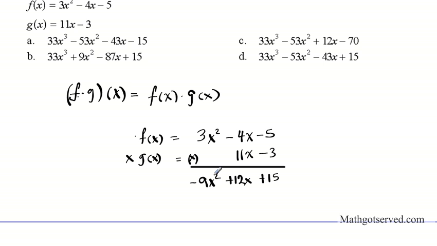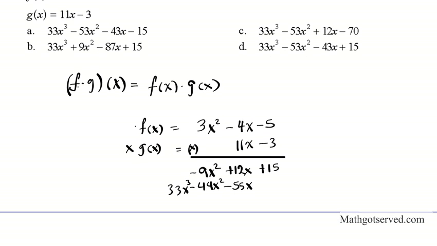Now I'm going to distribute the first degree term. 11x times negative 5 is negative 55x. 11x times 4 is negative 44x squared. 11x times 3 is 33x to the third.